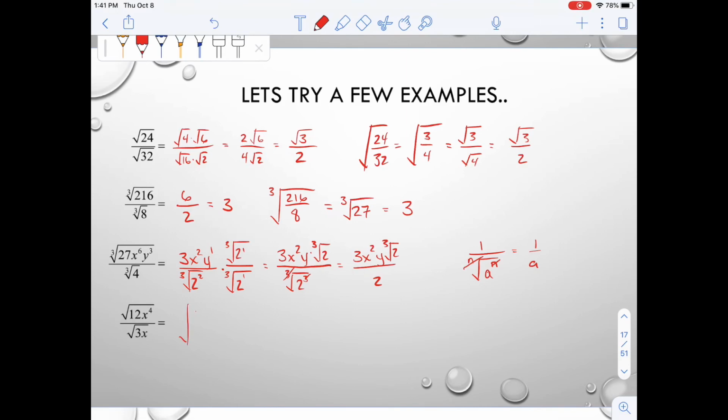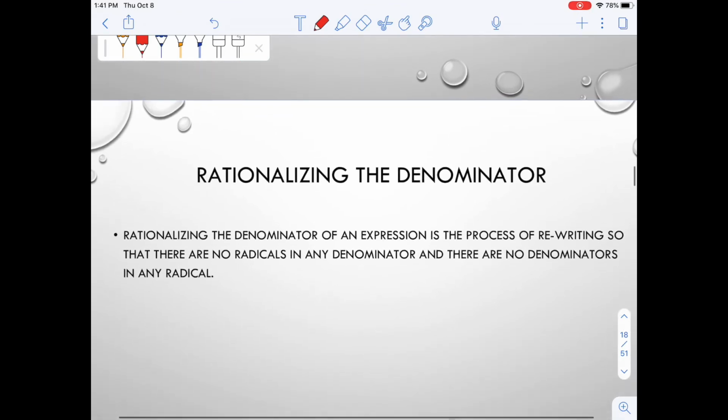Reason being, I look at this and see that if I write it as a single fraction, as 12x to the 4th over 3x inside of my square root, now I can simplify. I can do some reducing here. 12 divided by 3 is going to give me a 4, and x to the 4th divided by x to the 1st is going to give me an x cubed. Square root of 4 is going to be 2, and 2 goes into the 3 one time with a remainder of 1.